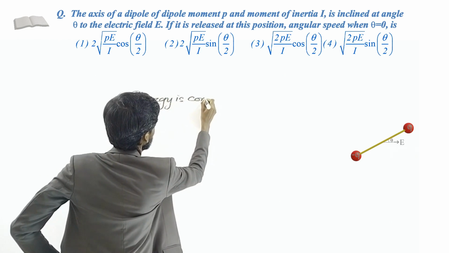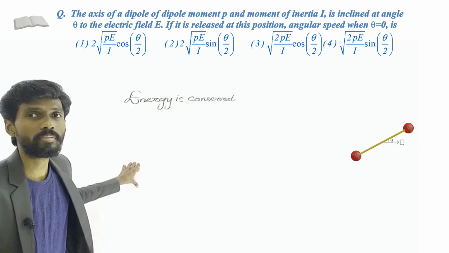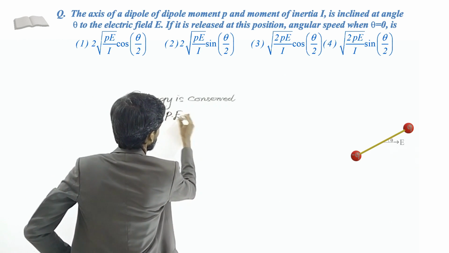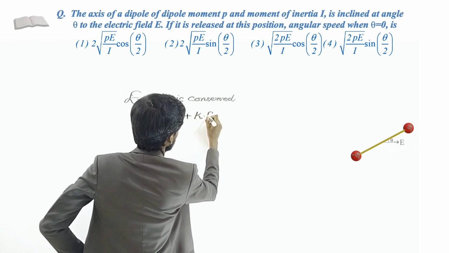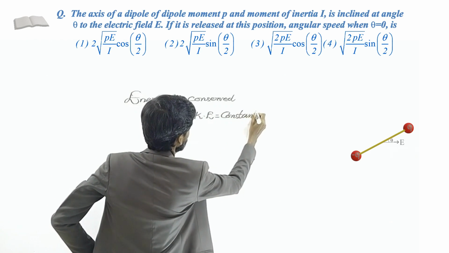So let us find the energy. What is the energy? Initial energy. So the potential energy plus the kinetic energy, so that is a constant value. Okay, so what is the energy?